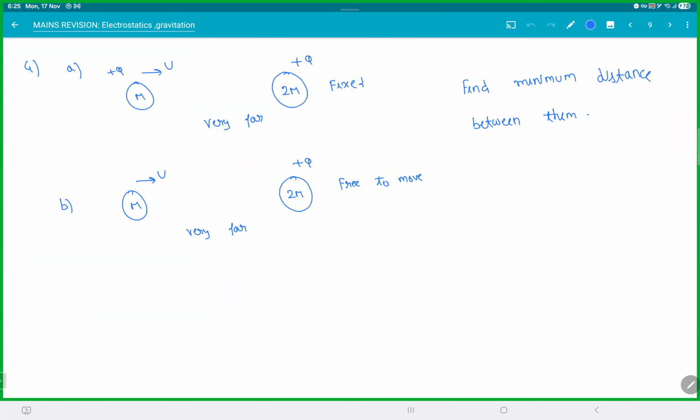Let's get this. Two masses, m and 2m. In the first case, 2m is fixed, and initially they're very far. Second case, m and 2m, 2m is free to move. The other particle is projected with speed u. Find the minimum distance between them. Both are plus q charge, so they will repel as they get closer. In the first case, the 2m is fixed. In the second case, 2m is free to move. Find the minimum distance between the particles.